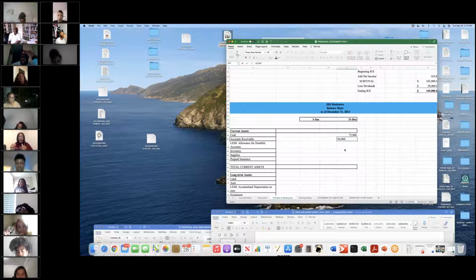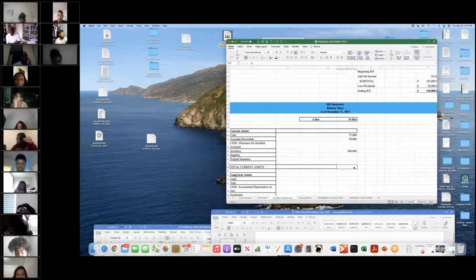Then we're going to drop down to the inventory. How much is the inventory? 200,000? And so these are all the current assets that are cash or that we expect to convert to cash in 1 year or less. So if we total these up, how much do we have? 325,000.